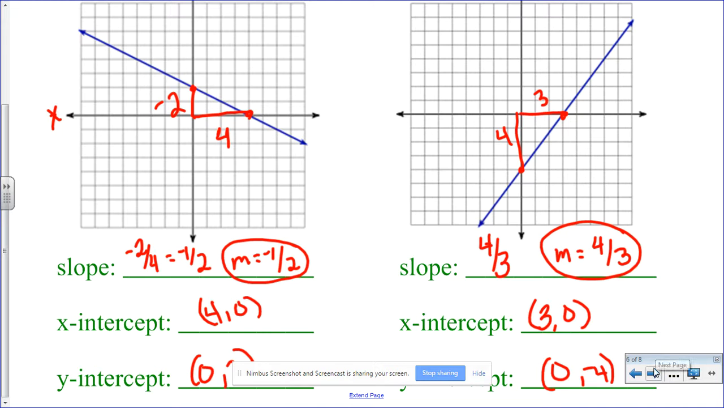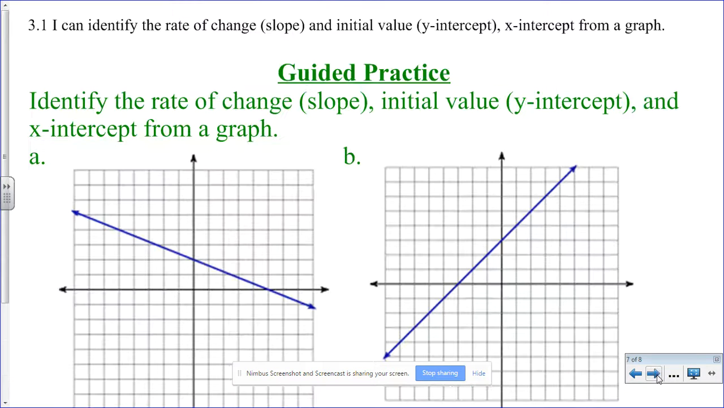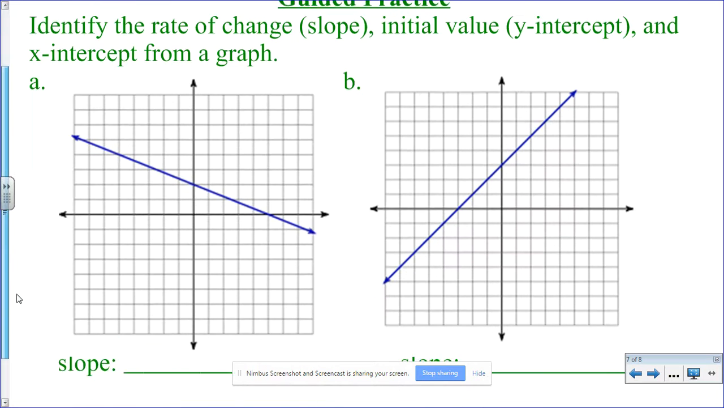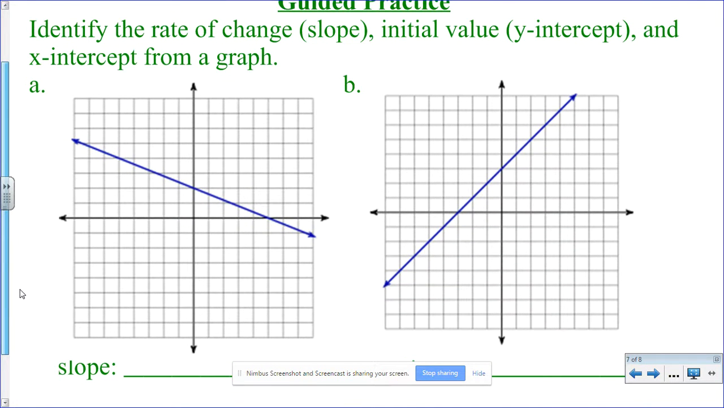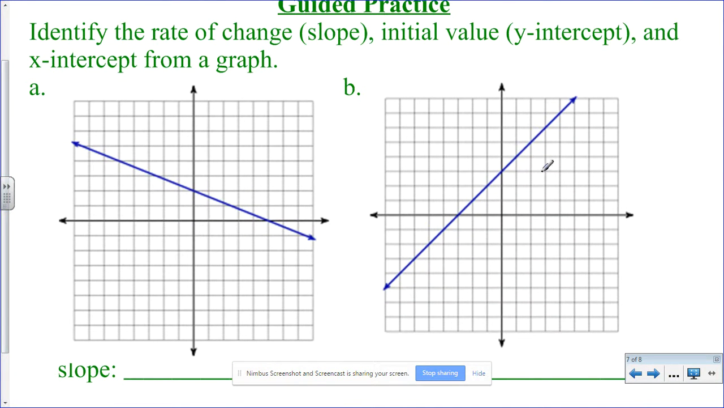Okay, now I want you to go ahead and try the next two problems on your own. When you are finished, go ahead and push play again. So pause it while you do them, push play again to check your answers. So go ahead and hit pause now and try these problems.